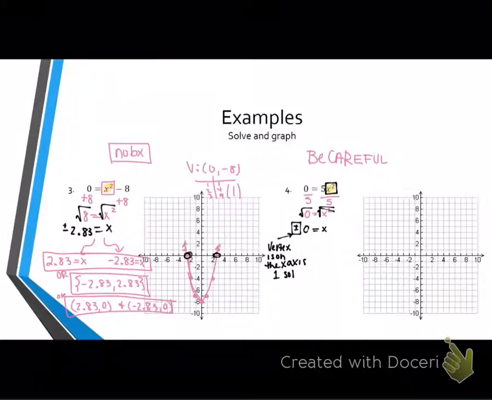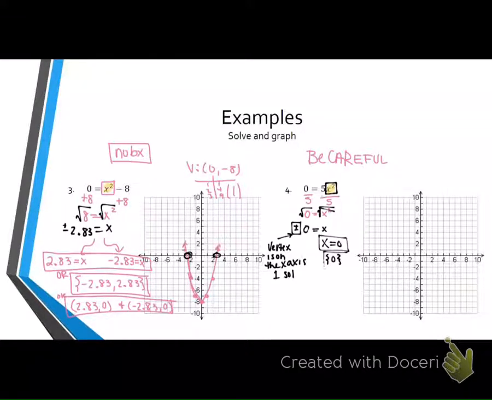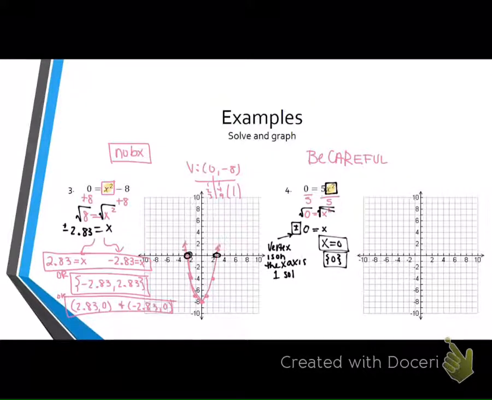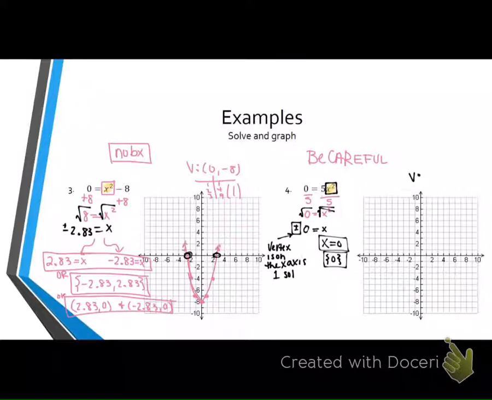Most of our situations have 2 solutions, but when the vertex is on the x-axis, we really can't split this one. We just get x equals 0, or you could write it like this, which makes sense. If you're looking at this problem, what would you tell me the vertex is, because there's no bx term? 0, 0. And then we would do our pattern from there.